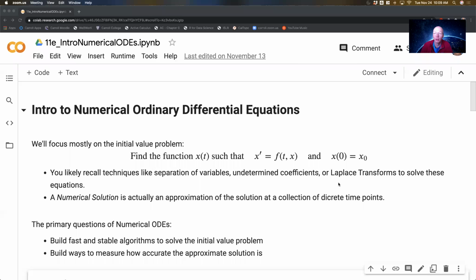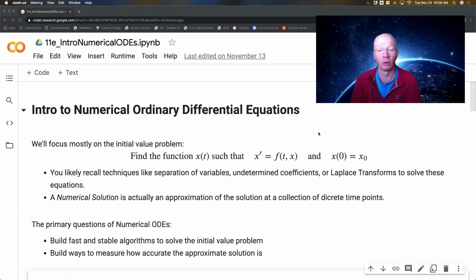Hello, everybody. We are going to now look at an introduction to numerical differential equations. In particular, these are going to be ordinary differential equations because they contain just ordinary derivatives like you would see from introductory calculus. So this is part of your numerical analysis class.